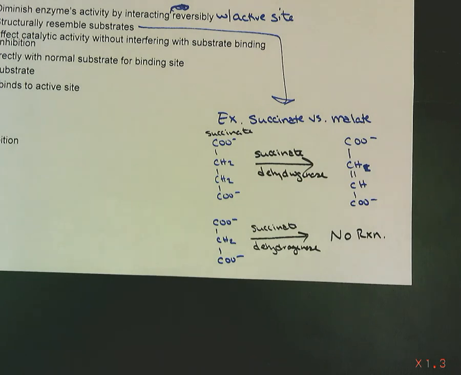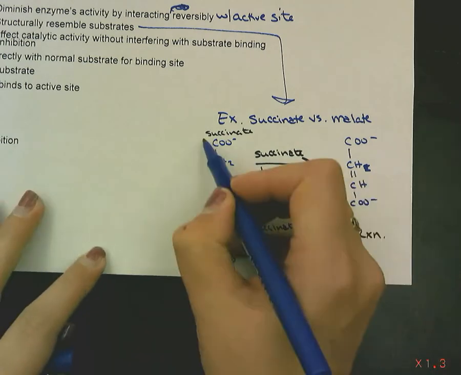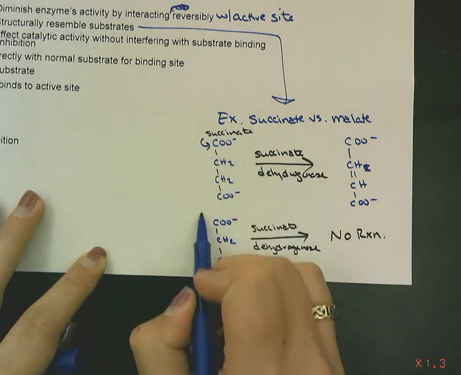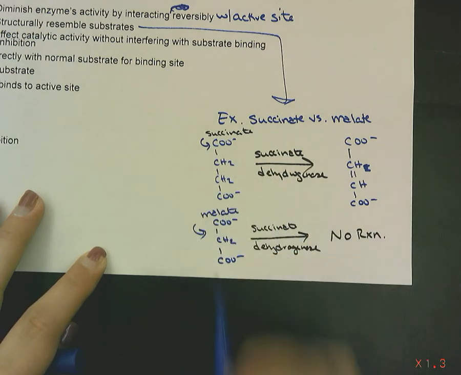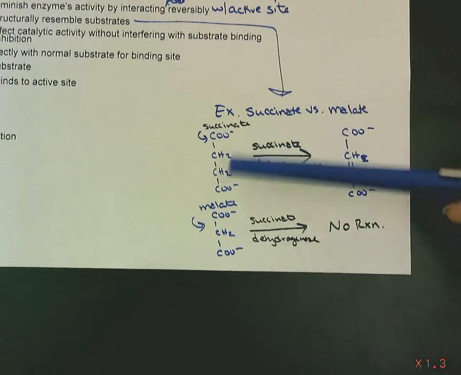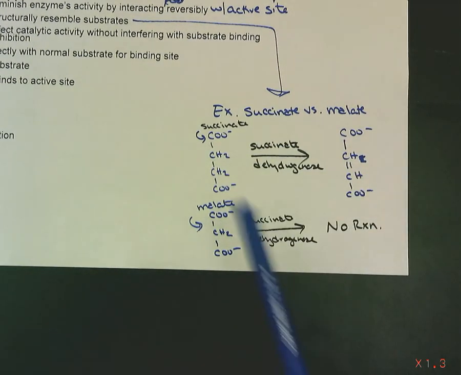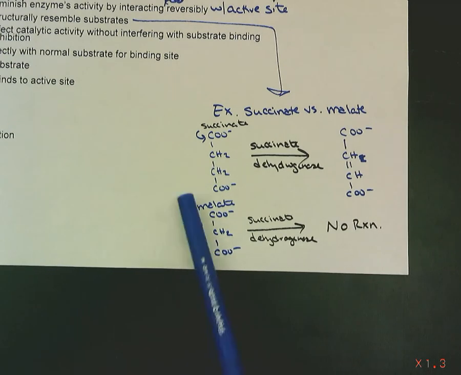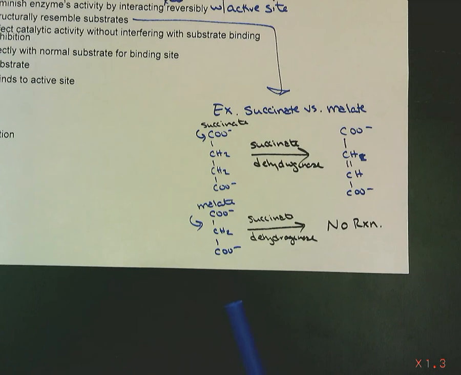Was I supposed to say malate? This is succinate. This is succinate dehydrogenase, and this is malate in succinate dehydrogenase. Okay, so the same enzyme can react with two different possible ones. This would be considered a substrate. This would be considered an inhibitor because they are going to be competing for the same active site.